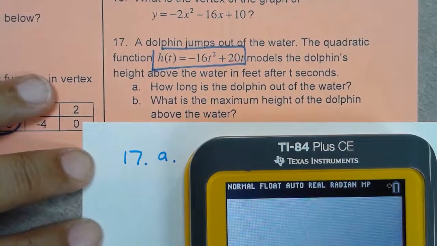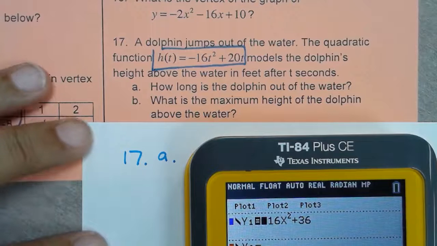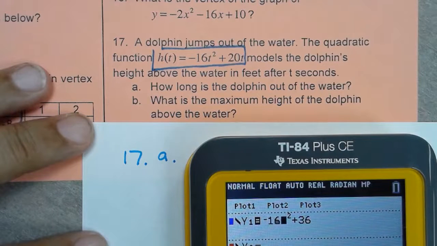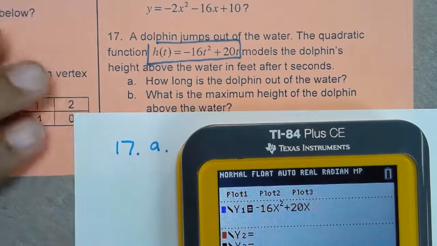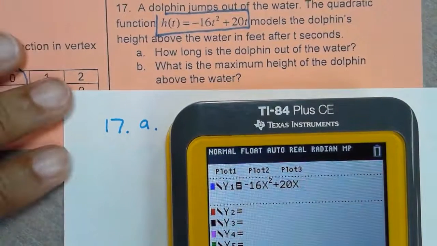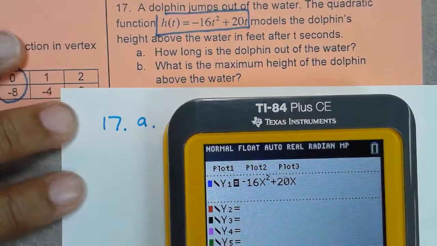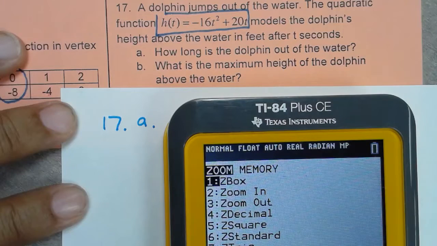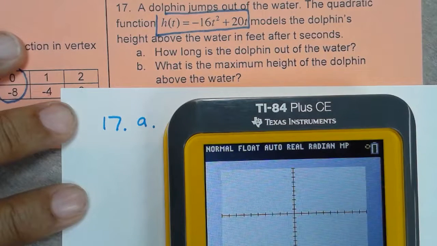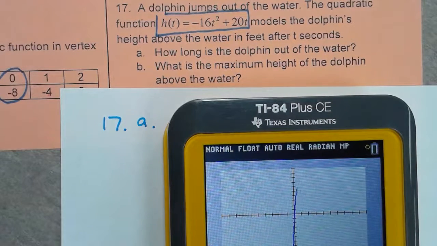Okay, so I'm going to go into y equals. I'm going to change this to be negative 16x squared plus 20t, or 20x. And now I'm going to graph this in the standard window. So I'm going to go to zoom and then standard, number 6, just so we can see it again in normal form. So this is what the graph is.